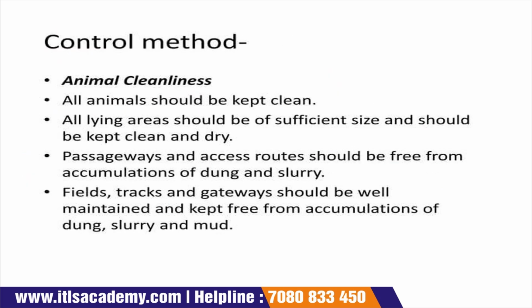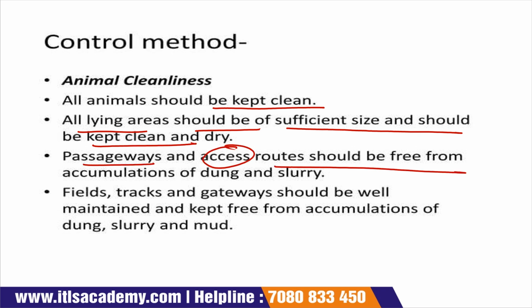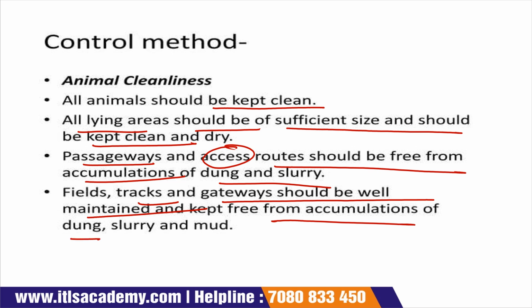Animal cleanness: all animals should be kept clean. All lying areas should be of efficient size and should be kept clean and dry. Passageways and access routes should be free from accumulation of dung and slurry. Field track gateways should be well maintained and kept free from accumulation of dung, slurry, and mud. So all the animals which are present in a farm should be in a clean condition.